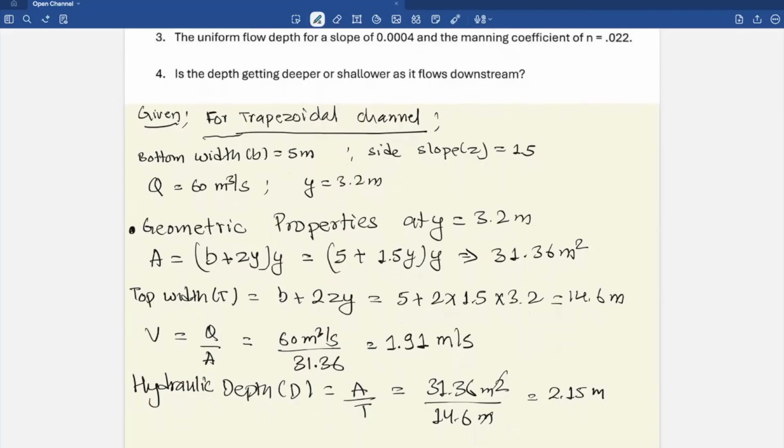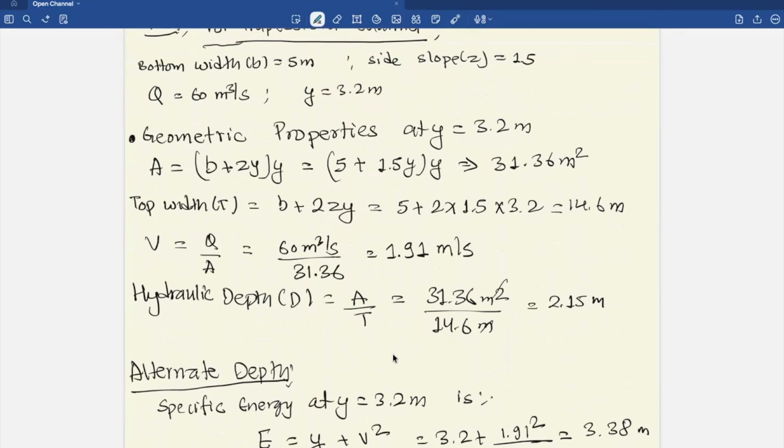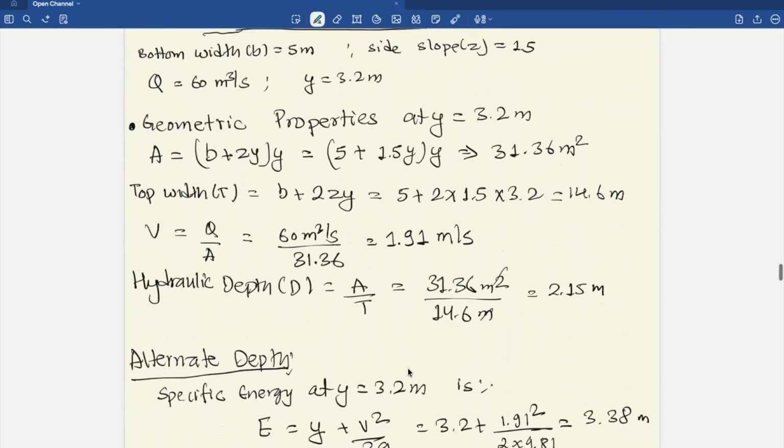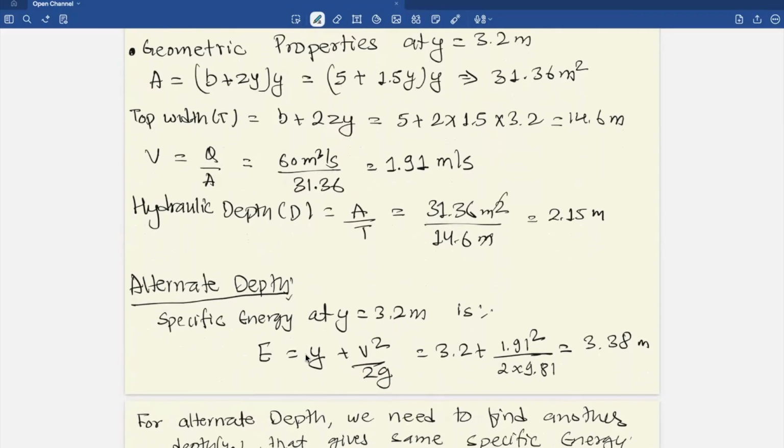And now let us do alternate depth. Two depths can have the same specific energy, one subcritical and one supercritical. These are called alternate depths. So first let us compute specific energy at y equal to 3.2 meter. So E is equal to y plus V square divided by 2g. That gives us an energy of 3.38 meter.